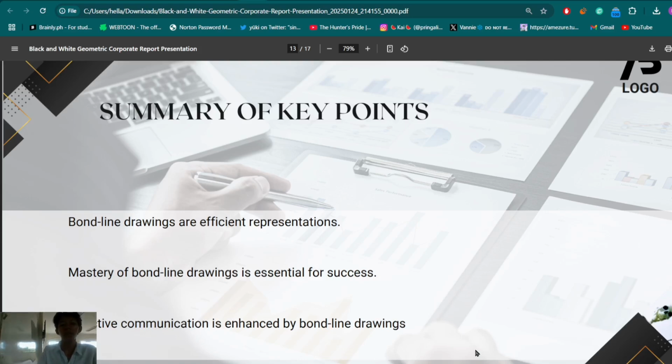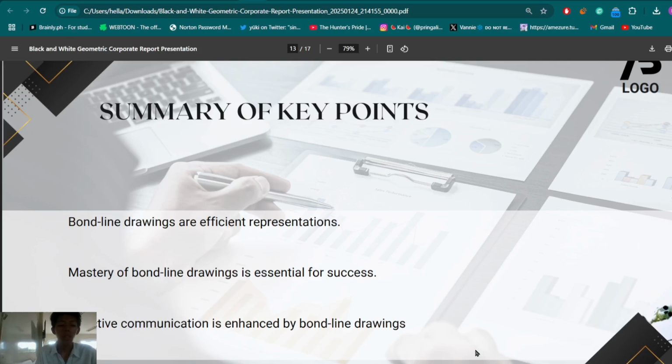Why do we use bond-line drawings? One is to simplify complex molecules. Large organic compounds become easier to read, and clutter is reduced. Hydrogens attached to carbon are not shown but assumed. Two, it clearly shows functional groups. Important groups like OH hydroxyl and C=O carbonyl are drawn explicitly.